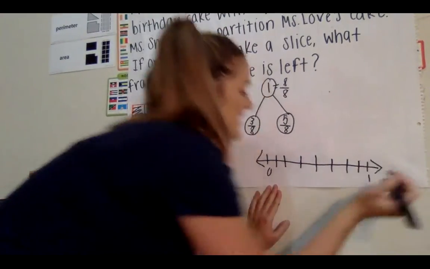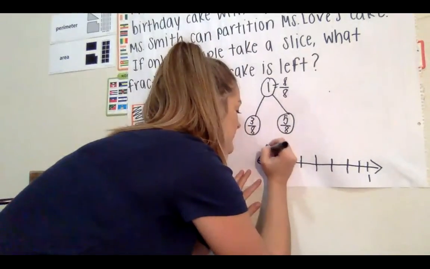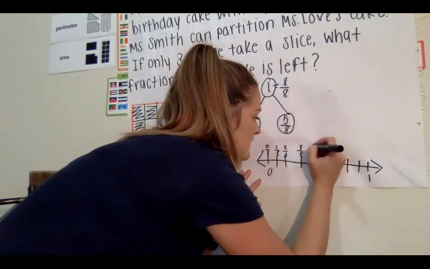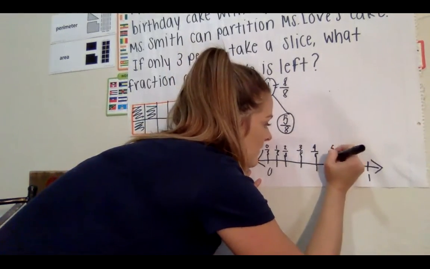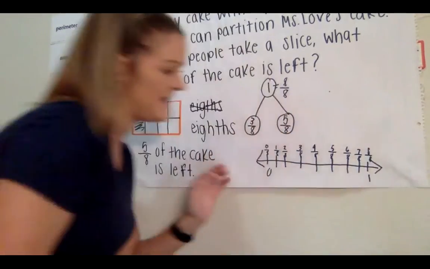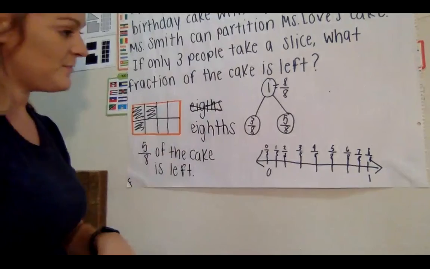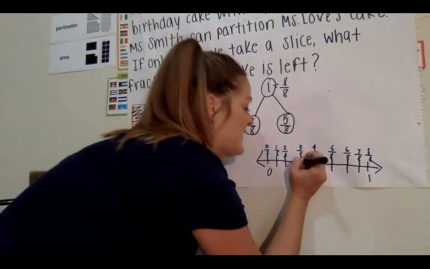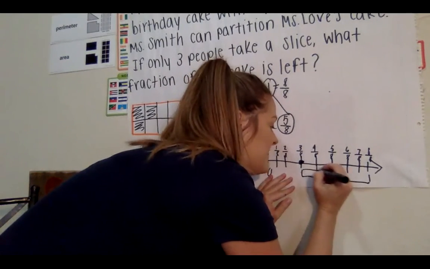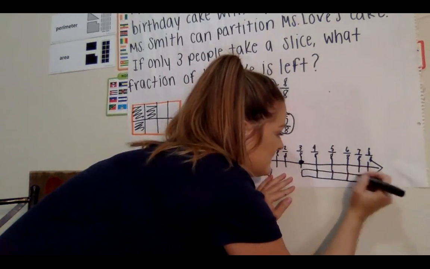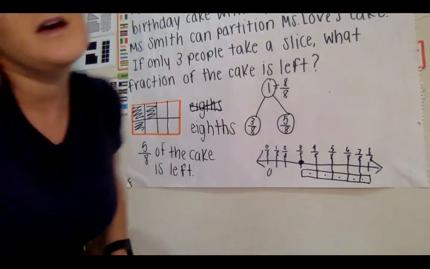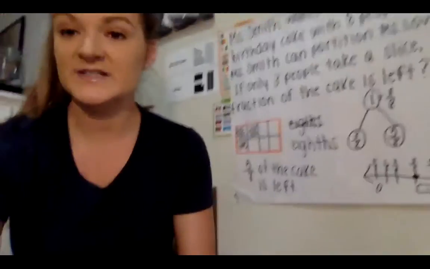cut in half. So now I have 0/8, 1/8, 2/8, 3/8, 4/8, 5/8, 6/8, 7/8, and then 1 whole is equal to 8/8. And then if I know 3 people ate a fraction of the cake, that means I'm here. And this part is what's left. And I can see that's 1, 2, 3, 4, 5. 5/8 are left. So that's another way we could look at and model this problem.